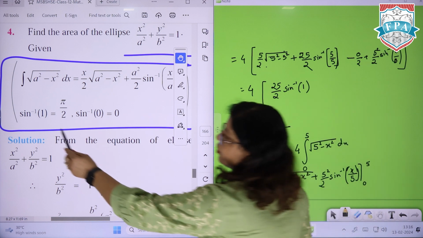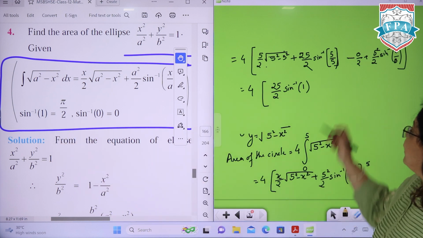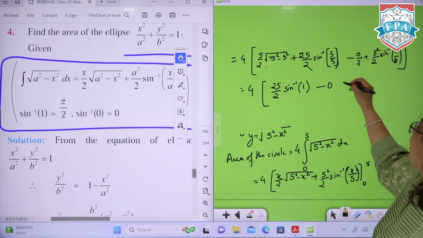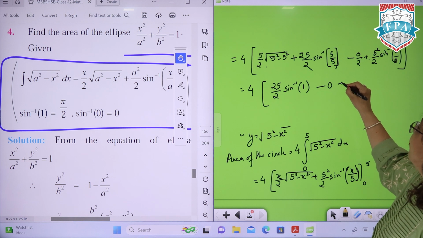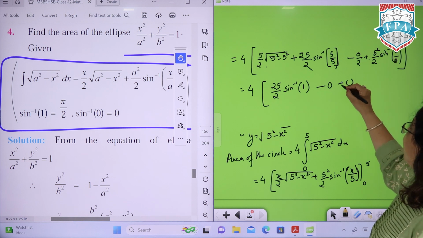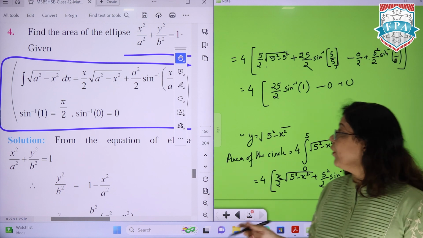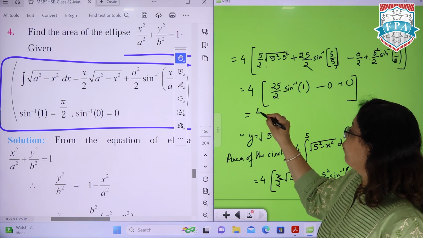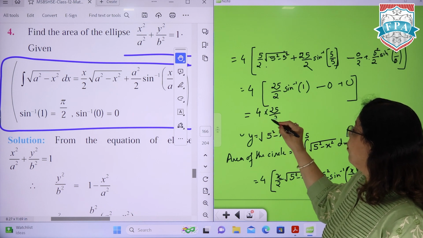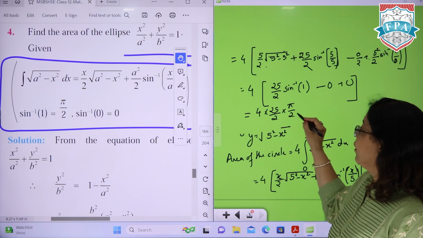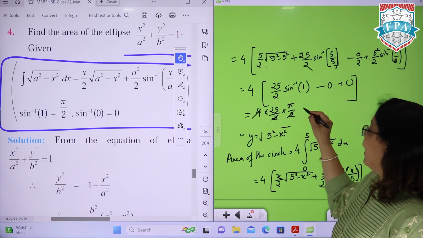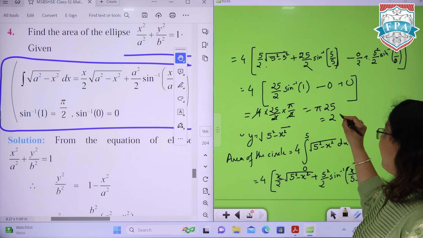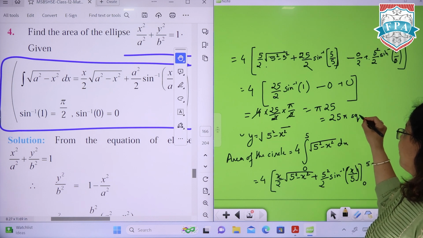And sine inverse 1's value is pi by 2. This whole term, 0 by 2, is already 0, and this term will also become 0, because the actual effect of sine inverse 0 is 0. So once you get this complete thing as 0, your final answer will be 4 into 25 by 2, sine inverse 1 is pi by 2. This will get cancelled, and your answer will be pi into 25, or you can say 25 pi square unit.